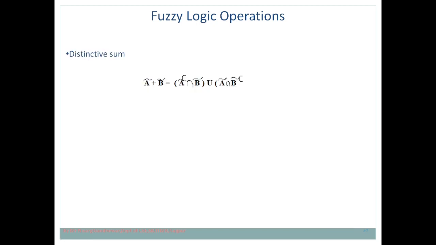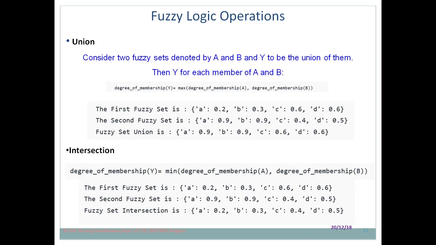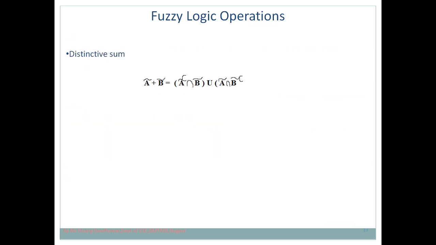And the last operation is the disjunctive sum. The disjunctive sum operation can be performed by using this formula. Here you need to have the complement of fuzzy set A intersection B, union fuzzy set A intersection B complement. So whenever you are asked to perform the disjunctive sum operation on fuzzy sets A and B, you have to use this particular formula.